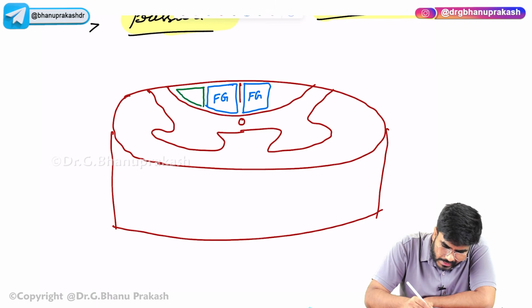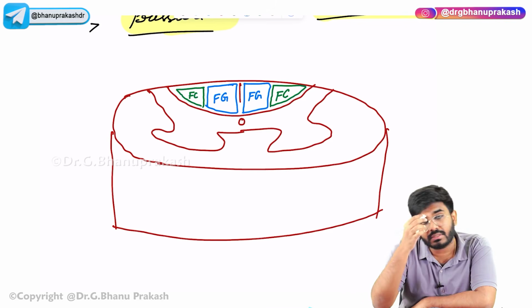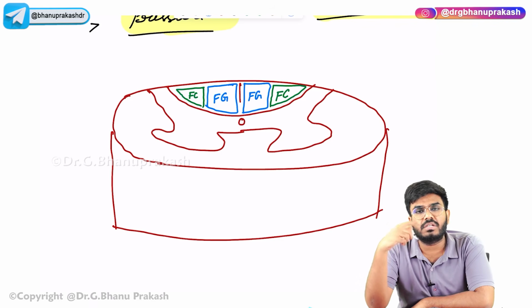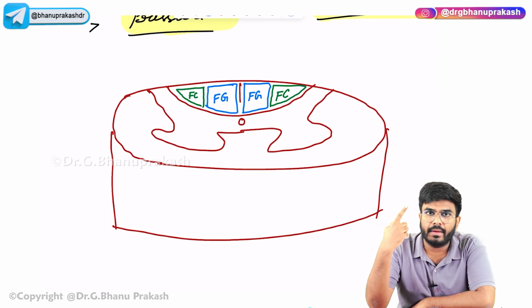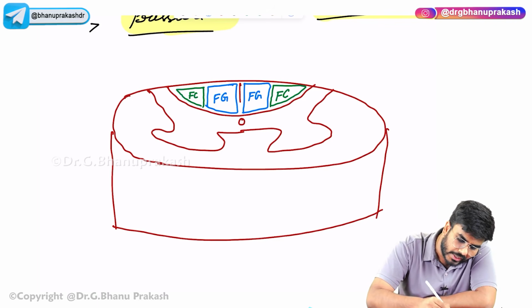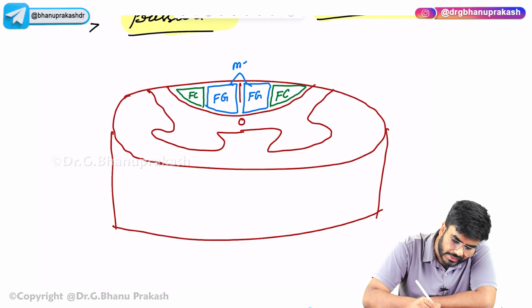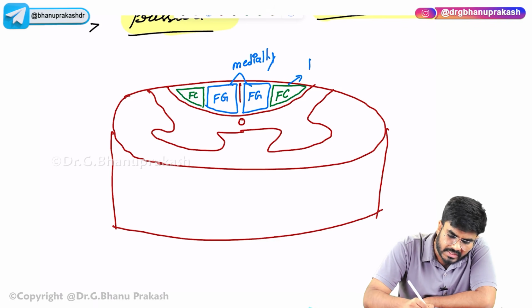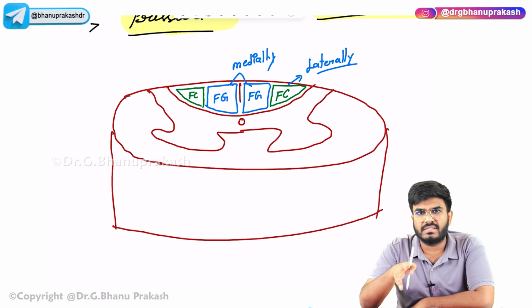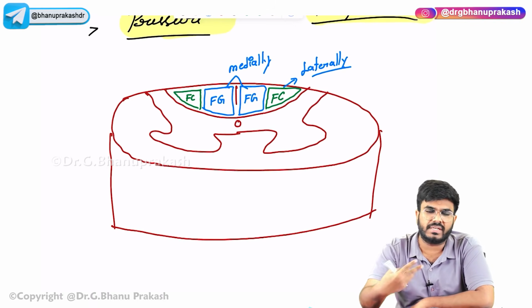In this area, who will be there? In this area, there are different tracts. These are fasciculus cuneatus. If you have fasciculus cuneatus, they carry the advanced sensations from the upper parts of the body. So now you tell me, fasciculus gracilis is present more medially, and fasciculus cuneatus is present more laterally. Of course, you have two fasciculus gracilis and two fasciculus cuneatus from both sides of the body.